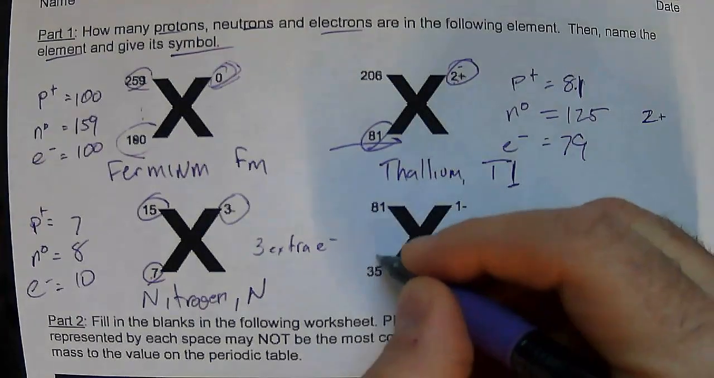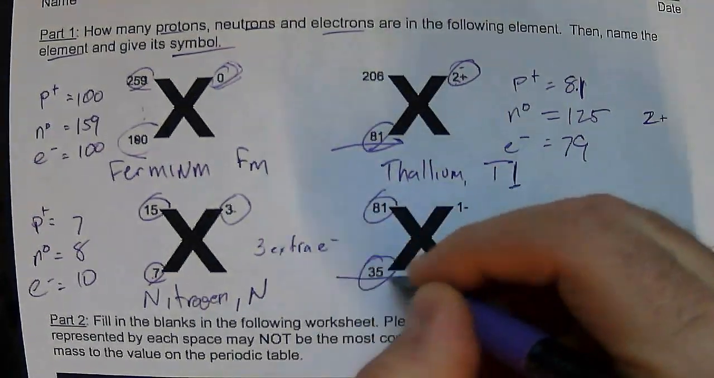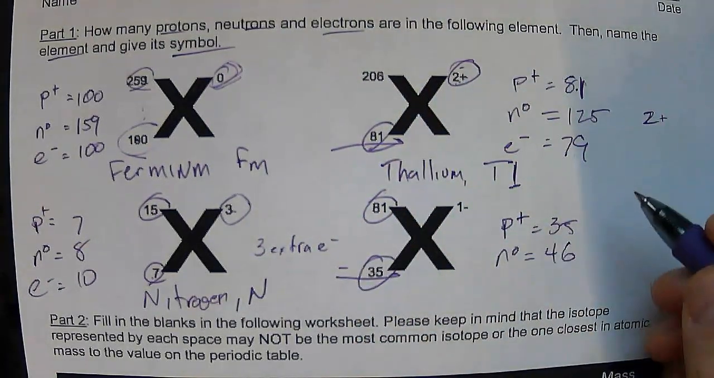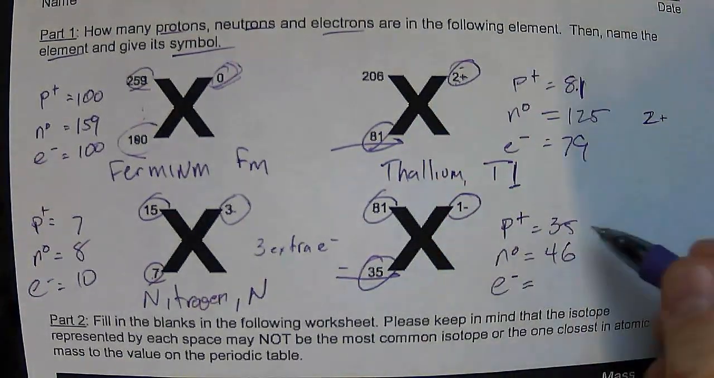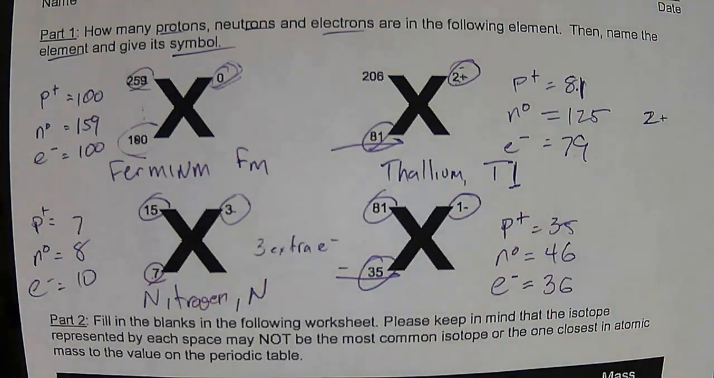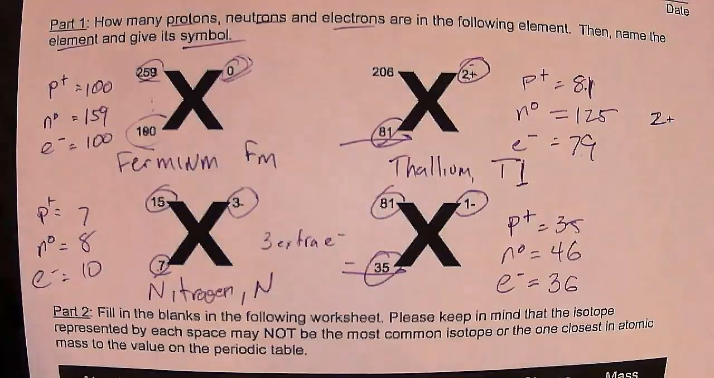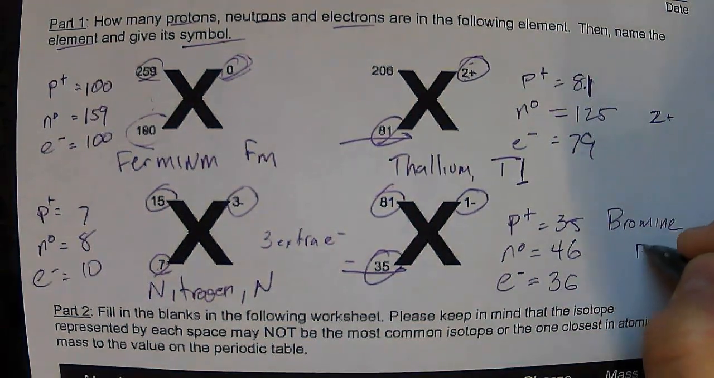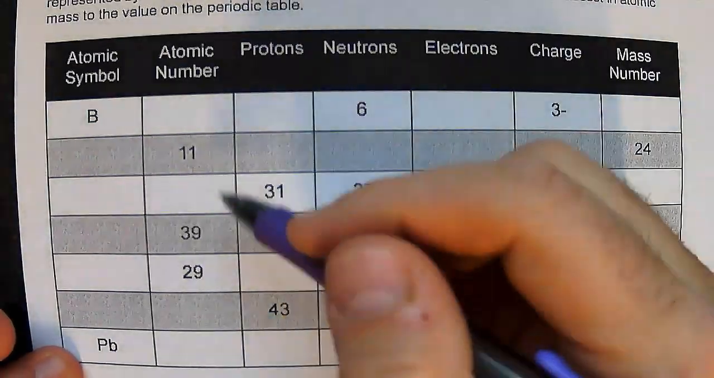So protons, again, directly this number. Neutrons comes from this number, but we have to do some subtraction first. So that's going to be 46. And then electrons, again, we compare, so we need 1 extra electron. So that's going to be 36 electrons. And then again, we look for element number 35, which is bromine in this case. Bromine, Br.